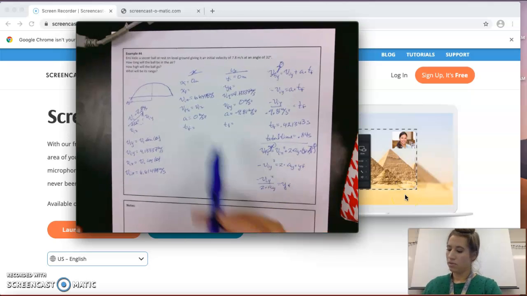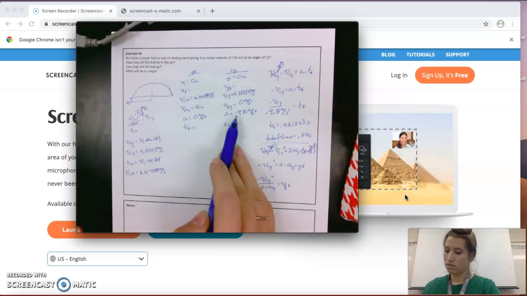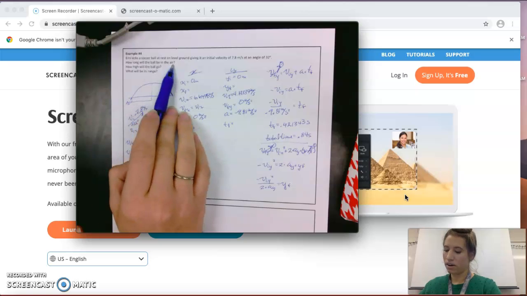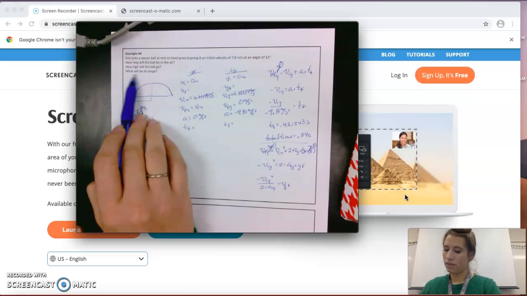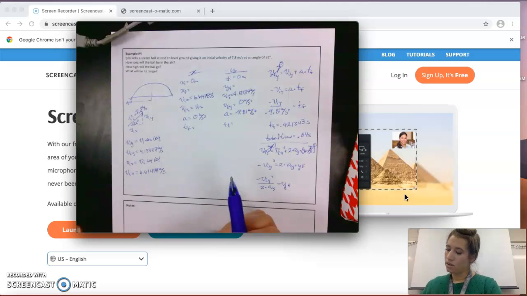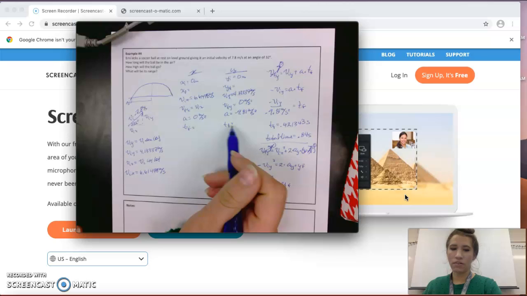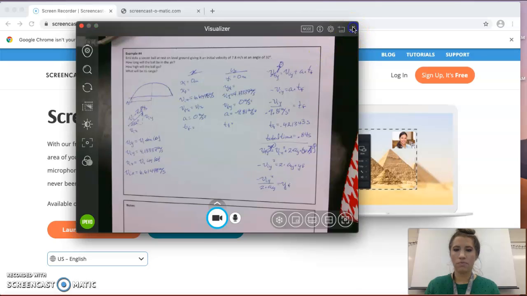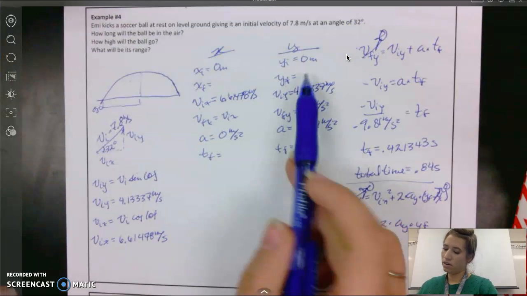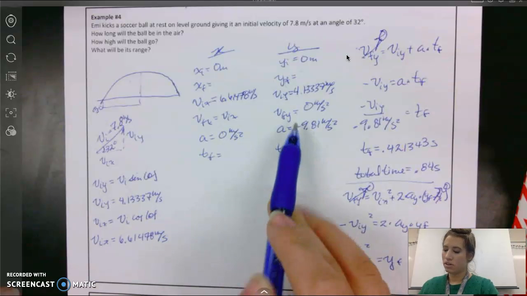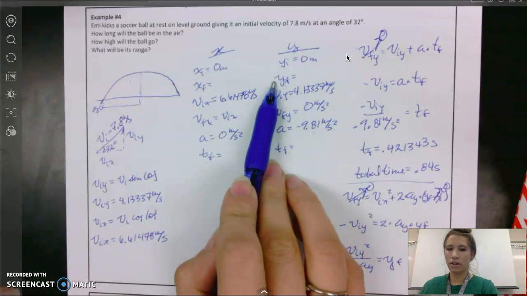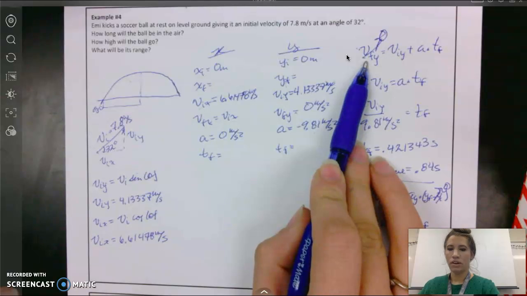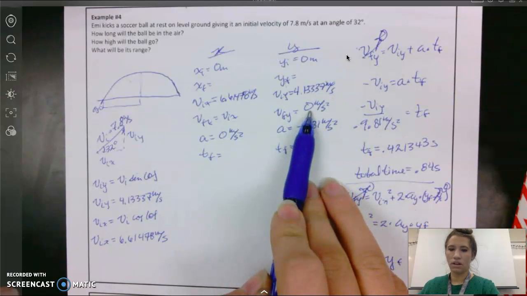Okay, so we made our lists of knowns and unknowns, and we're solving for how long the ball will be in the air, how high will the ball go, and what will be its range. First I wanted to find the time component because then, if I needed to, I could use it other places. I have a lot of information in the y, so I chose an equation that does not contain y final because I don't have that info. And so I chose the first equation here, and then I recognized that my initial velocity was 0.